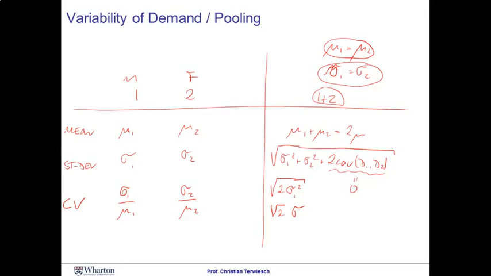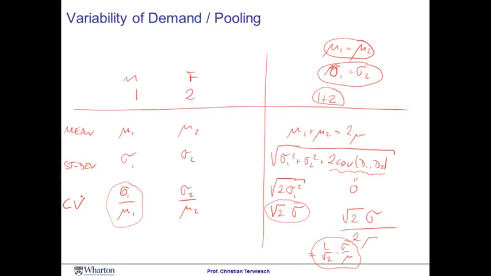Now, how about the coefficient of variation? Well, again, I have already computed the standard deviation, and so the standard deviation divided by the mean, which is 2 times mu, is going to be equal to 1 over the square root of 2 times sigma divided by mu. So you notice that the firm here to the right is facing a lower variability of demand than the firm here on the left.